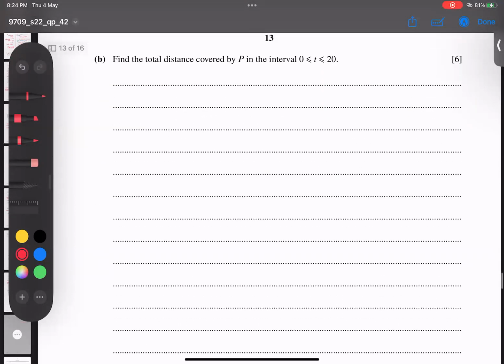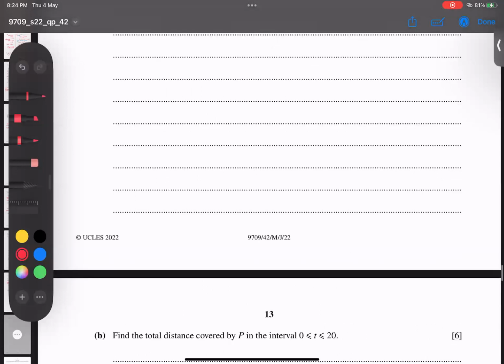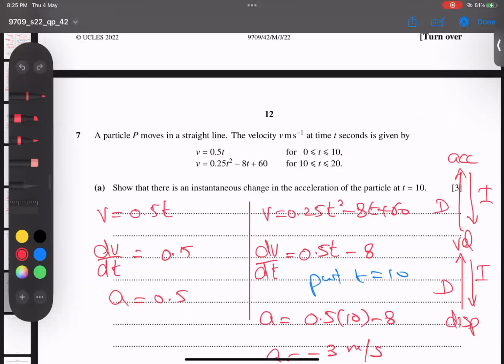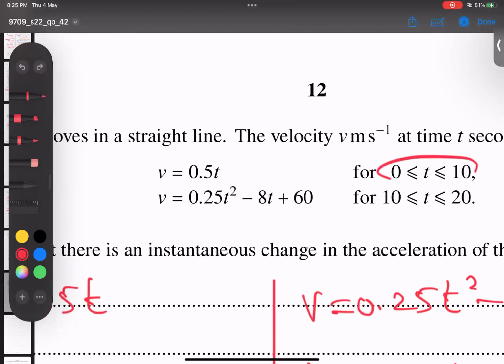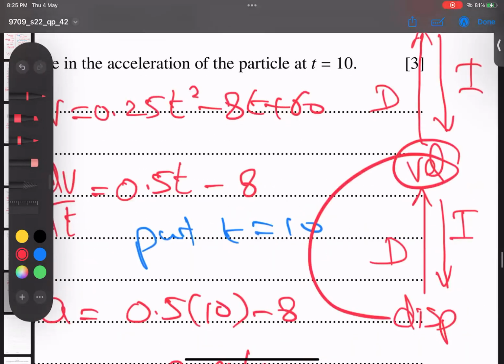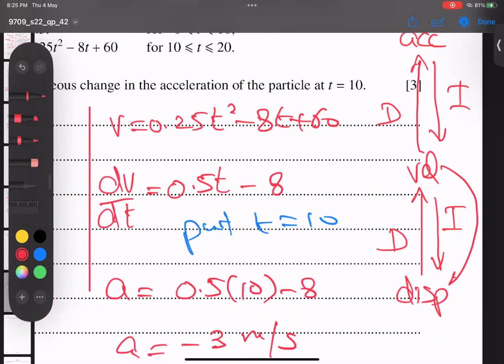Find the total distance covered by P in the interval 0 to 20. It means we have to check the distance traveled in the first part and then the second. This is a simple thing. I will use the above equations with the limits 0 to 10 and 10 to 20. Integrate, because if I'm at the velocity level and I need displacement, students, integrating gives me displacement.